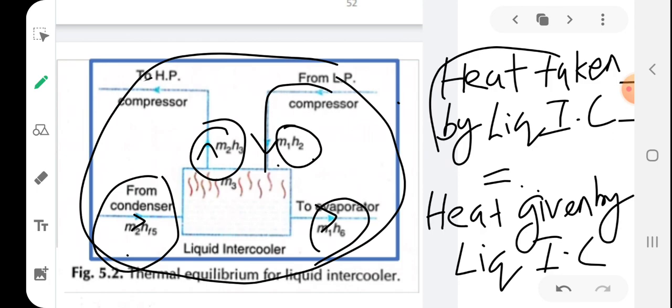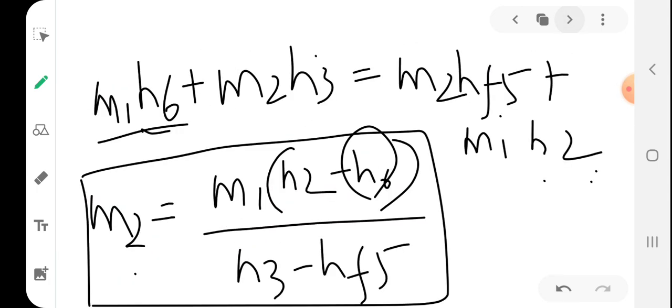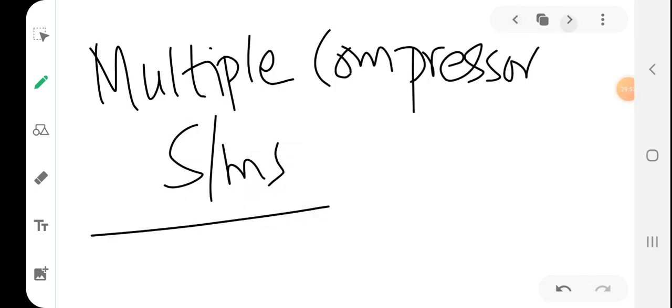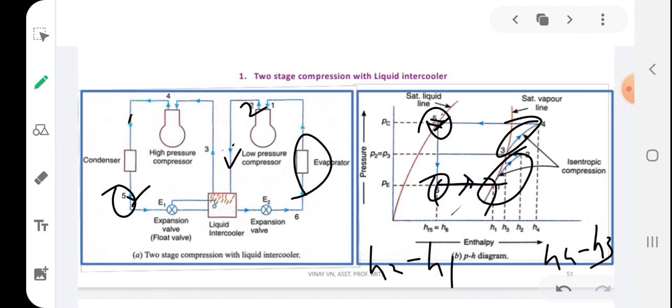So in thermal equilibrium, heat taken by the liquid intercooler will be equal to heat given by the liquid intercooler. Okay. So students, I just forgot to mention a very important aspect here. In this system, you can see that the expansion valve here is a floating valve type. So you can see a float valve here. So something is floating here.